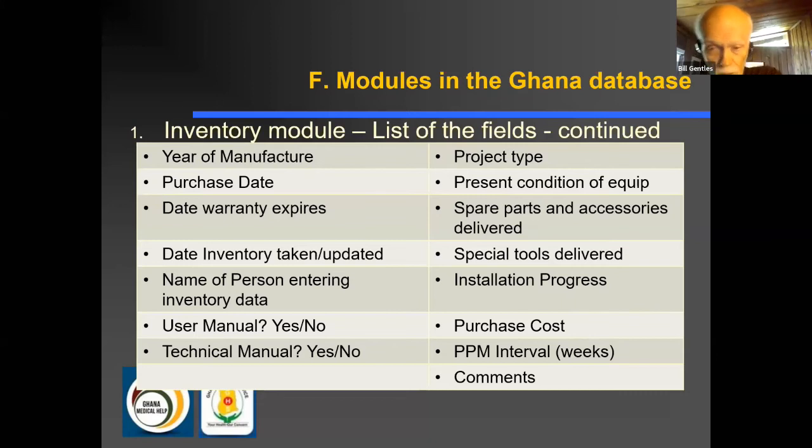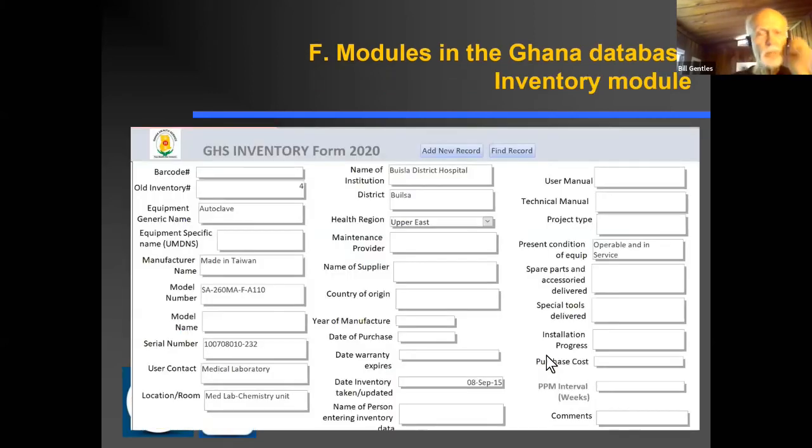But we're trying to encourage people to move towards doing some scheduled maintenance on at least some of the more critical devices, and identifying what those scheduled maintenance intervals should be. And then a field for comments, because you can never predict everything that you need to put in these databases. So here's an example of the inventory form that is a draft currently.